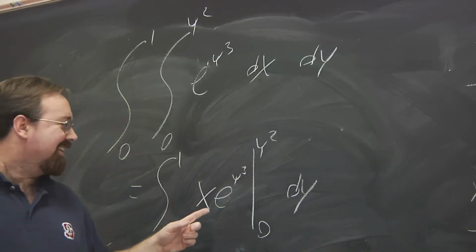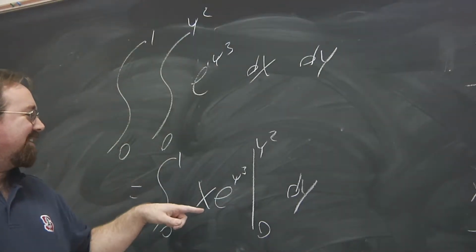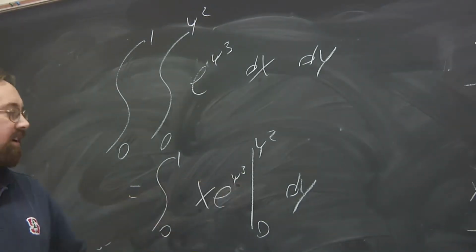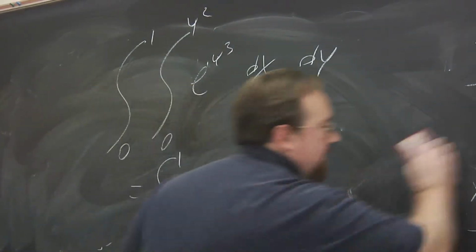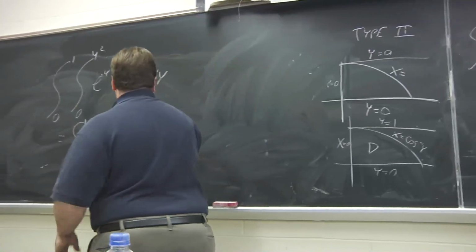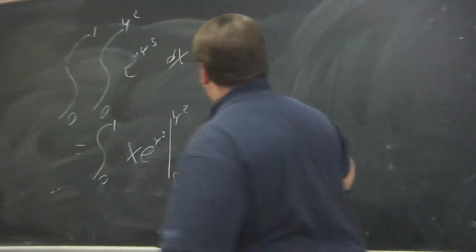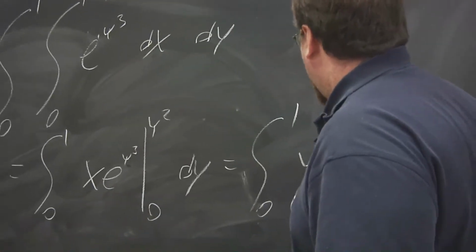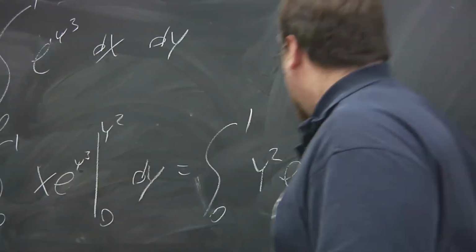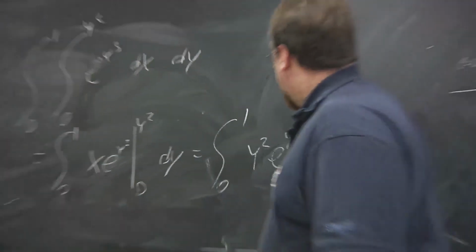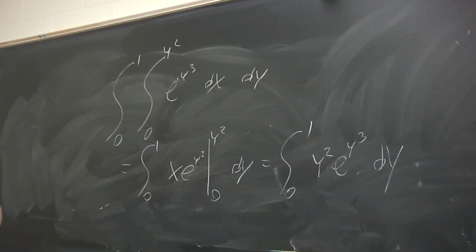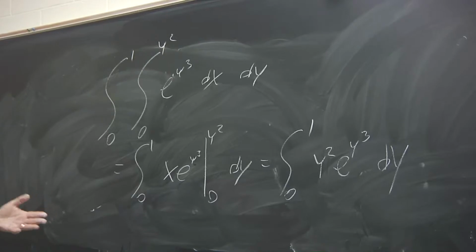So now we'll plug in the limits x equal to y squared and 0. We don't touch the y here. So what we get is 0 to 1, y squared e to the y cubed. And then when we plug in x equals 0, well, we get nothing. So this is all we have left. So now instead of having to integrate e to the y cubed with respect to y, we now have y squared e to the y cubed with respect to y.